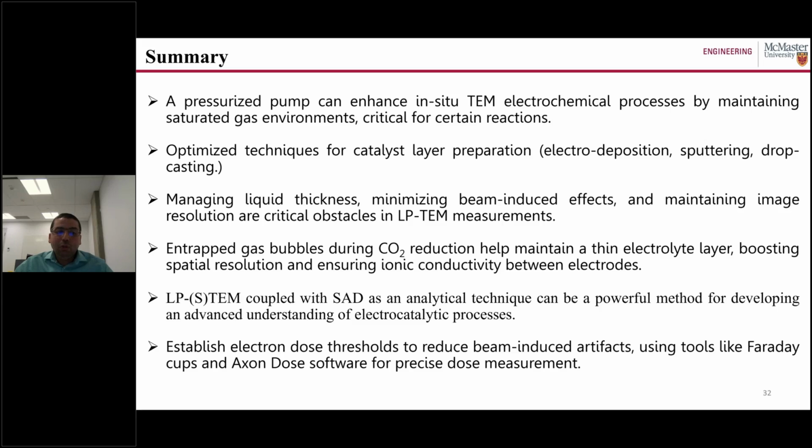And finally, you must establish the electron dose threshold for the effect of the beam for each experiment, to know that the change you visualize under the TEM comes from whatever you're doing, heating or electrochemical, and not from the beam-induced effect on the particle. You can use different tools like the Faraday cup or the Axion dose software for precise dose measurement.